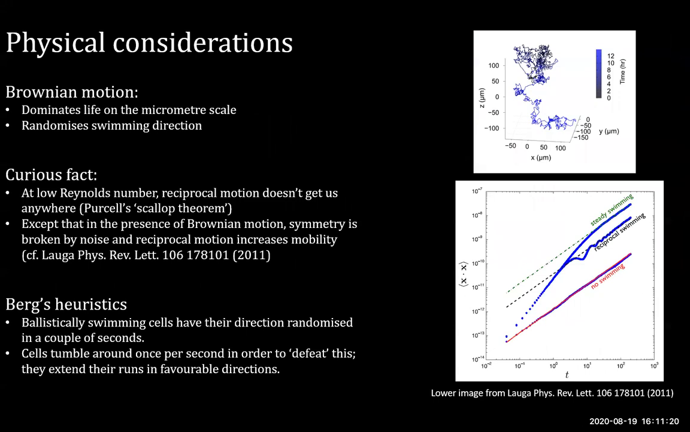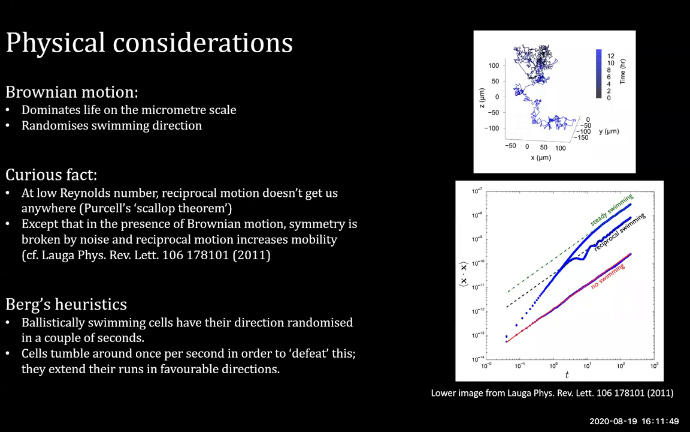So, the physical considerations, which don't often get much of a look in: of course, Brownian motion dominates life on the micron scale, and it randomizes swimming direction at all times. There's a curious fact I'm going to come back to later. This is Purcell's scallop theorem. Of course, a lot of people here will be familiar with low Reynolds number and know more about low Reynolds number hydrodynamics than I do. But the idea is that if you have a reciprocal motion, like a clamshell that's opening and closing, this 2-step reciprocal motion doesn't get you anywhere.